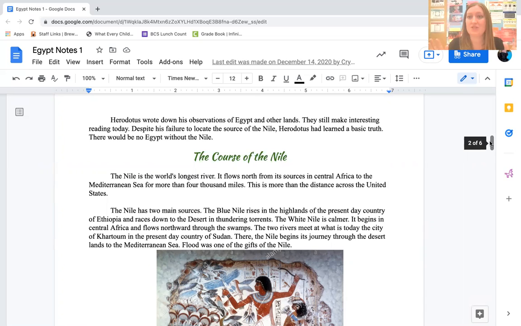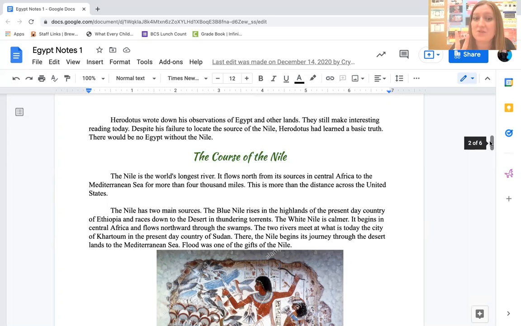So without the Nile, it would just be Sahara Desert. We'd have no Egypt. The course of the Nile. The Nile is the world's longest river. Fact. It flows north from its sources in Central Africa, plural sources, to the Mediterranean Sea for more than 4,000 miles. That is more than the distance across the United States.